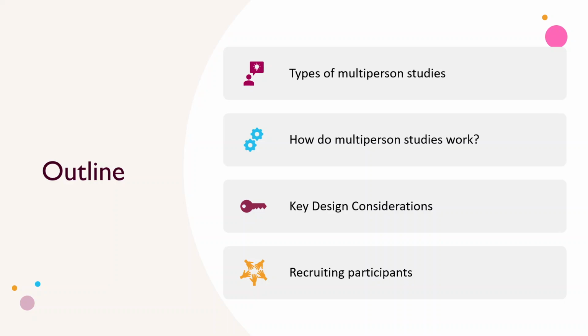Third, we're going to talk about design considerations. These are going to be the best practices that we've learned running Volunteer Science, doing multi-person studies. Some of these are technical design considerations. Some of these are more scientific considerations. And lastly, we'll talk about recruiting participants. The all-important, how do I get people to show up at the same time for this study?